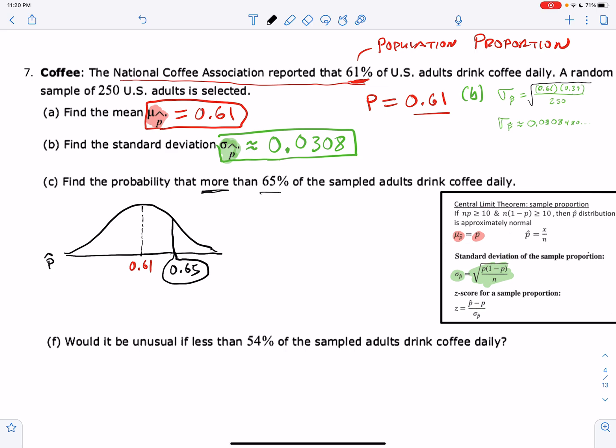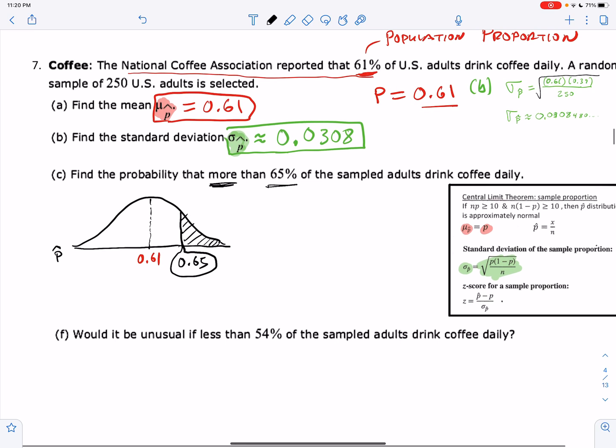So that's 0.65, and it wants the probability that more than, that's going to be to the right. If I could find the area to the right of that, I've got my answer. I've got the probability that more than 65% of the sampled adults drink coffee. So what do I do? Well, I've got to change this to a z-value.